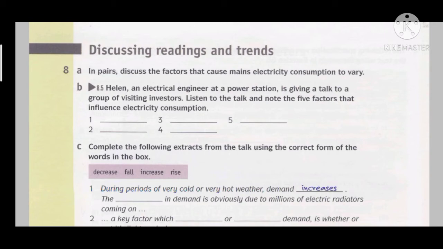Number 3, day of the week. Whether it was an ordinary day that people go to work in or a weekend. And of course this is different for factories and houses.